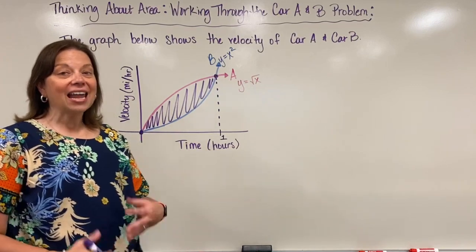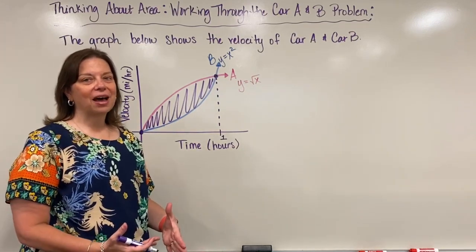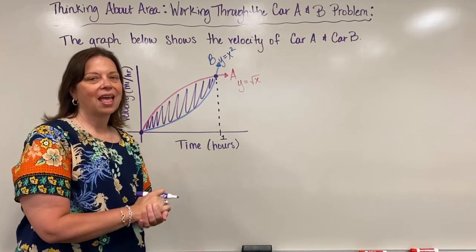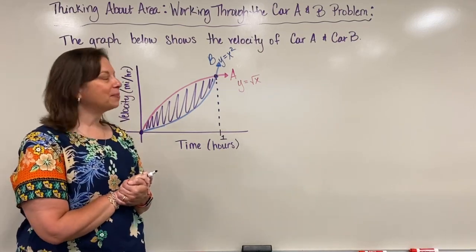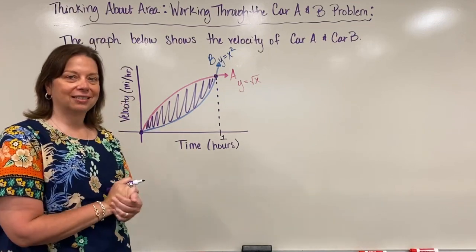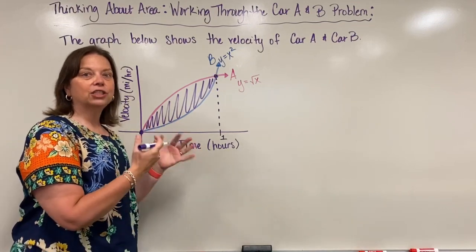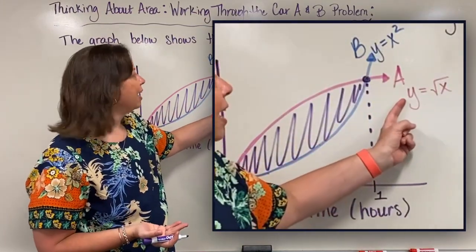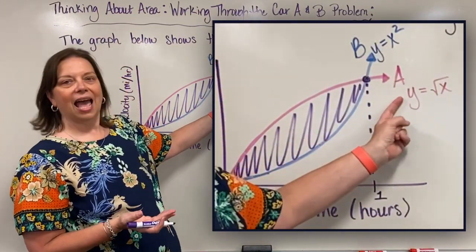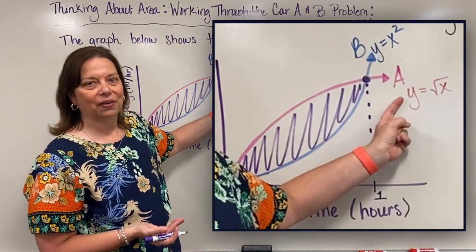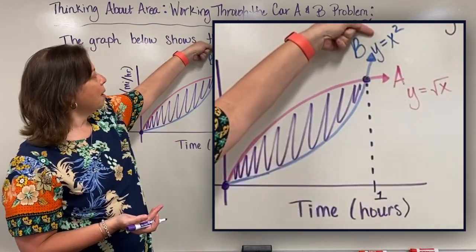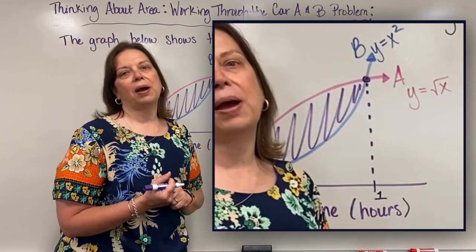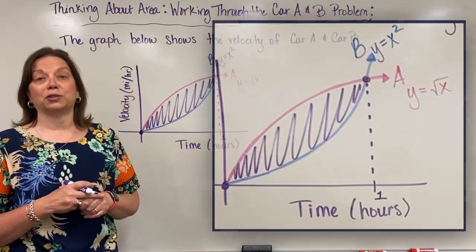I wanted to continue talking about this wonderful CAR A and B task that I just set up. But here, what I've done this time is assigned equations, functions, for each of the cars. So let's imagine that the graph of car A was depicted by this equation, y equals square root of x. And let's imagine that car B, the blue graph, is described by the equation y equals x squared.